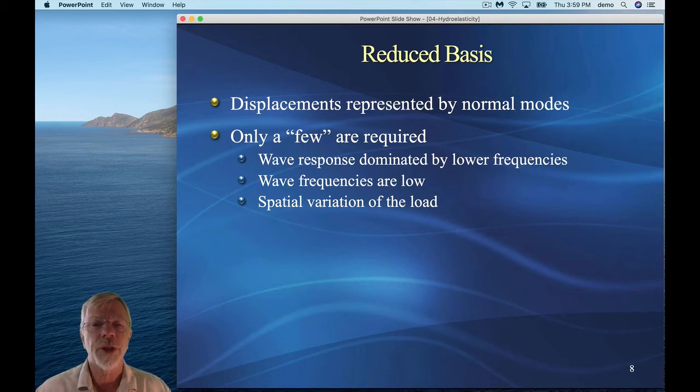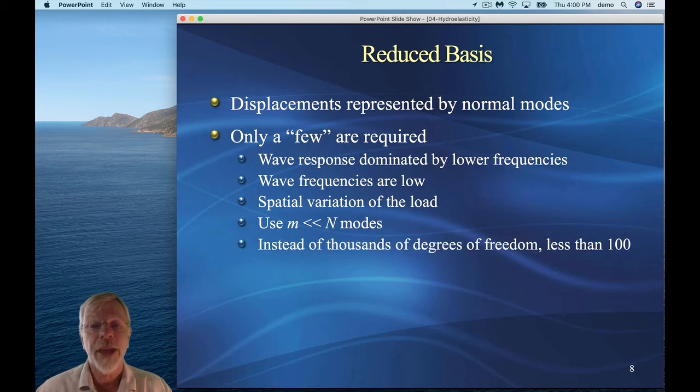A classic example is that in head seas, there's not going to be any sway. That's because psi transpose P is 0. They're orthogonal. There is no excitation by head seas for sway, at least for a symmetric structure. So we can get away with using M much less than N modes. And instead of using thousands of degrees of freedom, which the structural model N is going to be, we can use much less than N. In fact, I've never used even 100 modes.